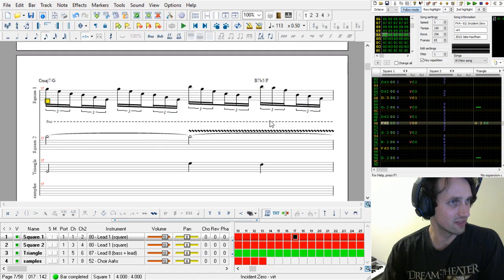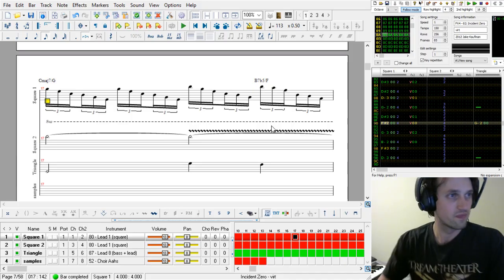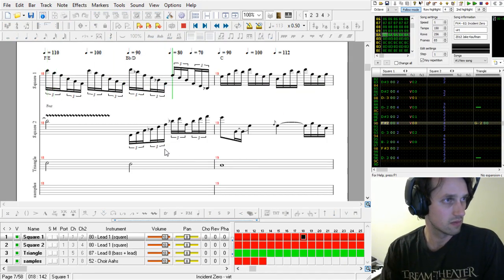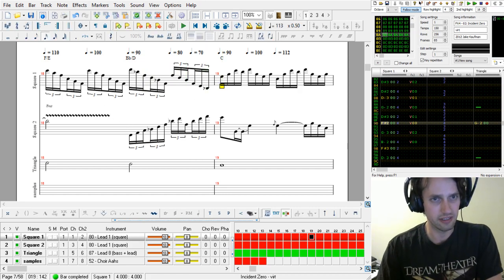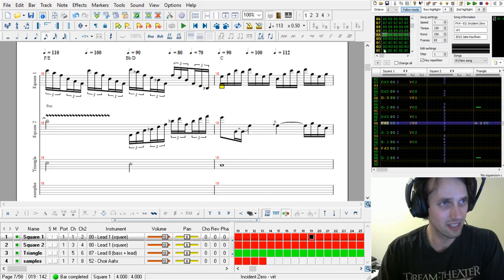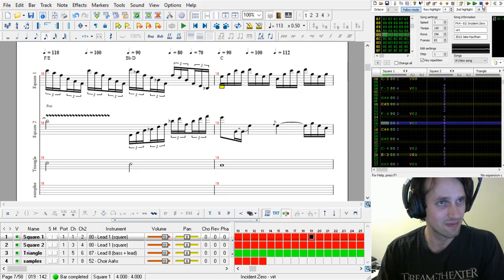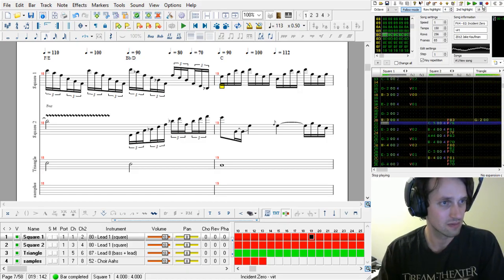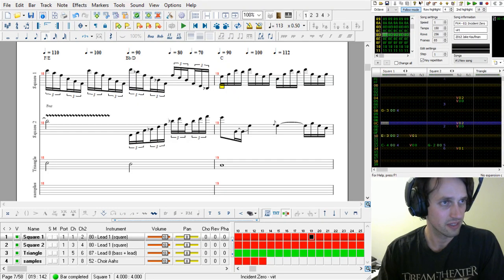This little B7 flat 5 little thing. How does this go? Oh yeah, there's a little retardando here. How is this done in FamiTracker? You might be surprised. So that's where it happens.